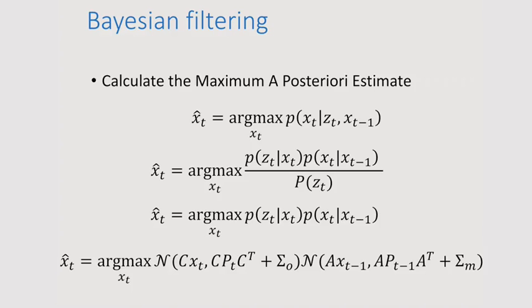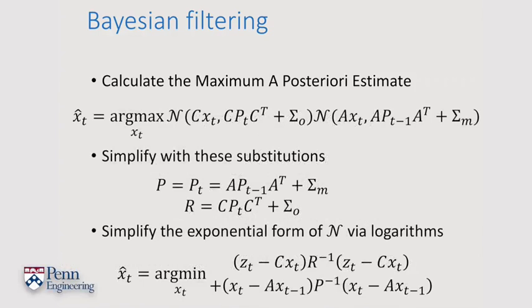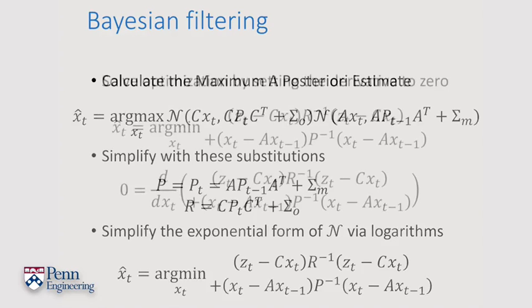Fully expanded, we see a maximization over the product of Gaussians. A trick to calculate the MAP estimate is to take the logarithm of the product. The logarithm represents a monotonic function, so the optimal value of x of t in the logarithmic function remains the optimal value of x of t in the original function. We will make some simple substitutions for the variances, or covariances in 2 dimensions, to condense the expressions.